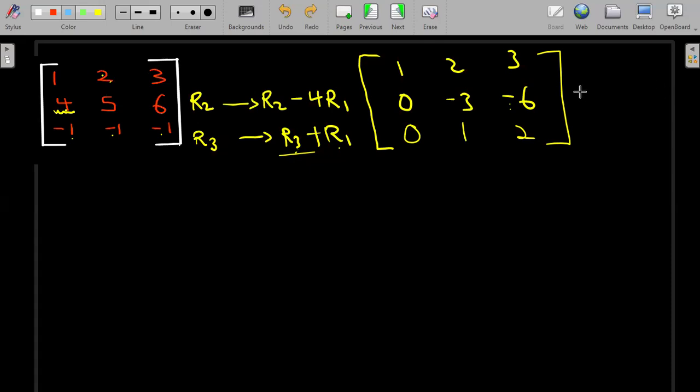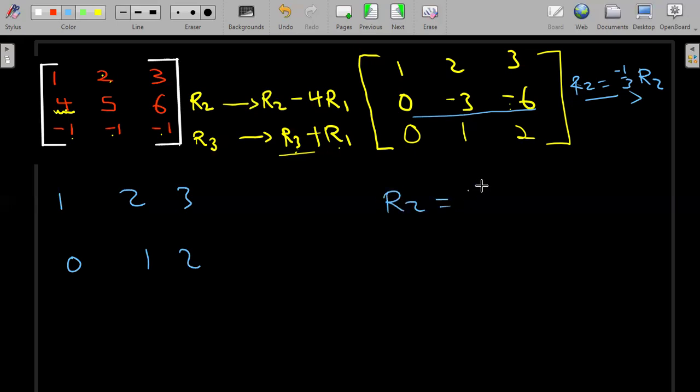So I feel like I can divide this row 2 here. I can divide everything by minus 3. So I'm going to say row 2 has become minus 1 over 3 times row 2. So the new matrix that is going to be formed would be row 1, and row 3 will remain untouched. This operation here is just touching row 2. So the new row 2 is going to be minus 1 over 3 multiplied by row 2.